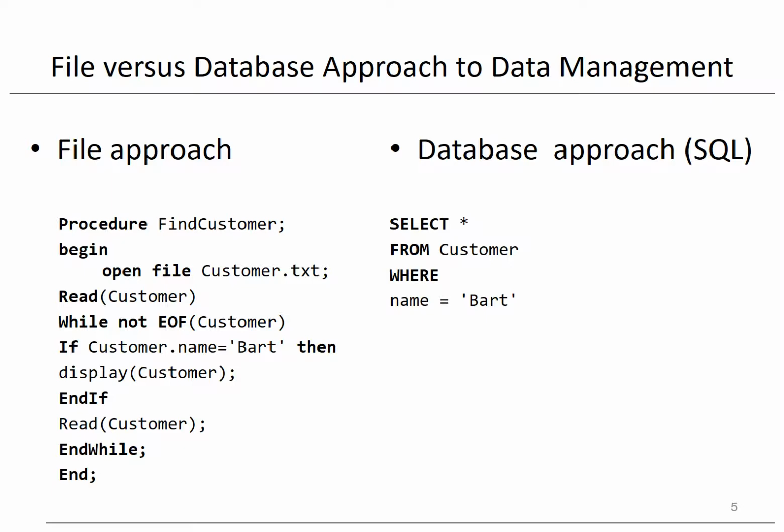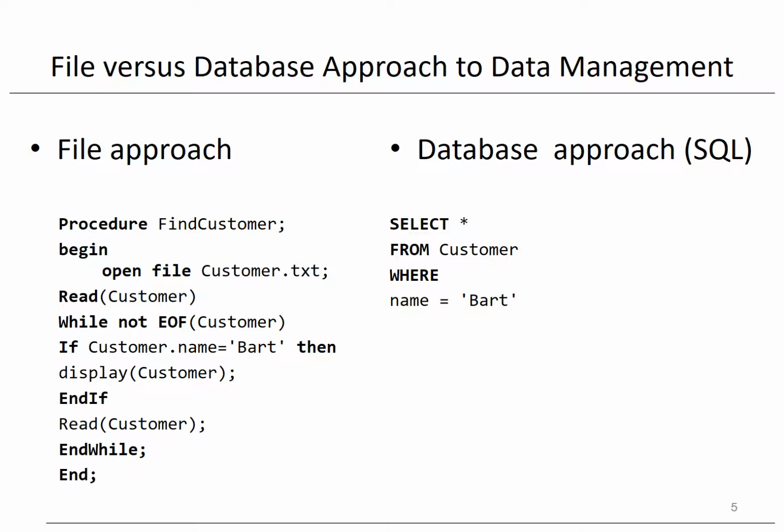Consider the following example to the left in pseudocode. Basically, we first open a customer.txt file and read the first record. We then implement a while loop that iterates record by record through the file until the end of the file, as indicated by EOF customer, is reached. If the desired data is found, customer.name equals Bart, it will be displayed. Obviously, this requires a lot of coding. Because of the tight coupling between data and applications, many procedures would be repeated in various applications, which is again not very appealing from a maintenance perspective.